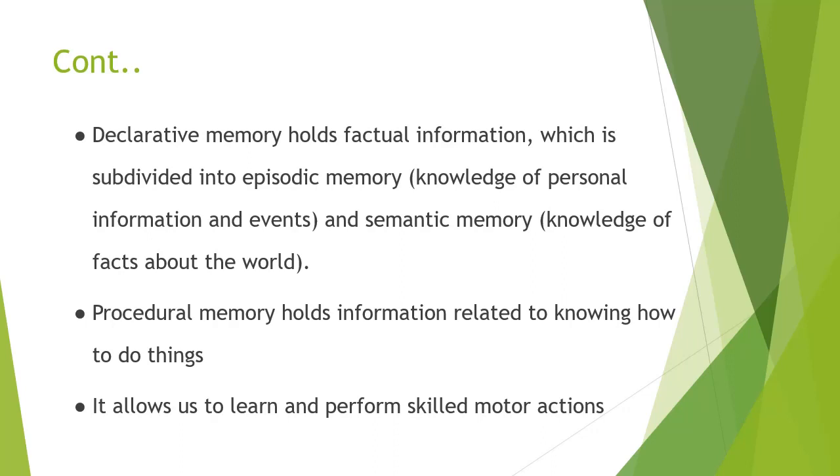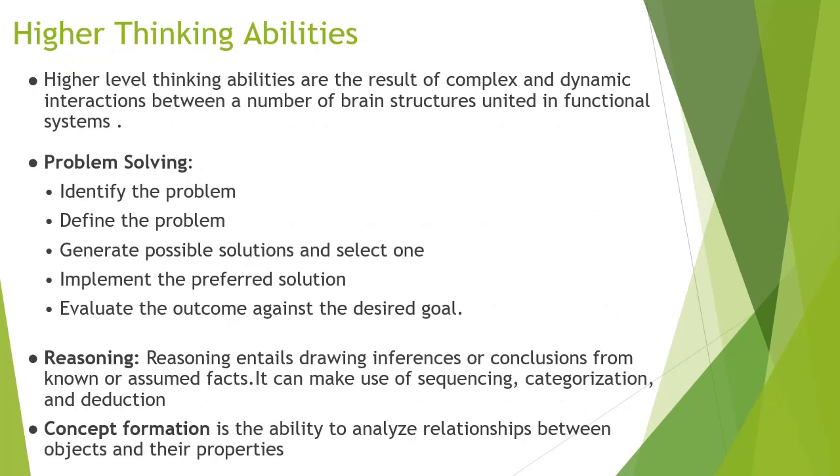Then next, coming to procedural memory. Procedural memory is information related to knowing how to do things. So the next slide is higher thinking abilities, which is the last of the cognitive abilities and capacities.